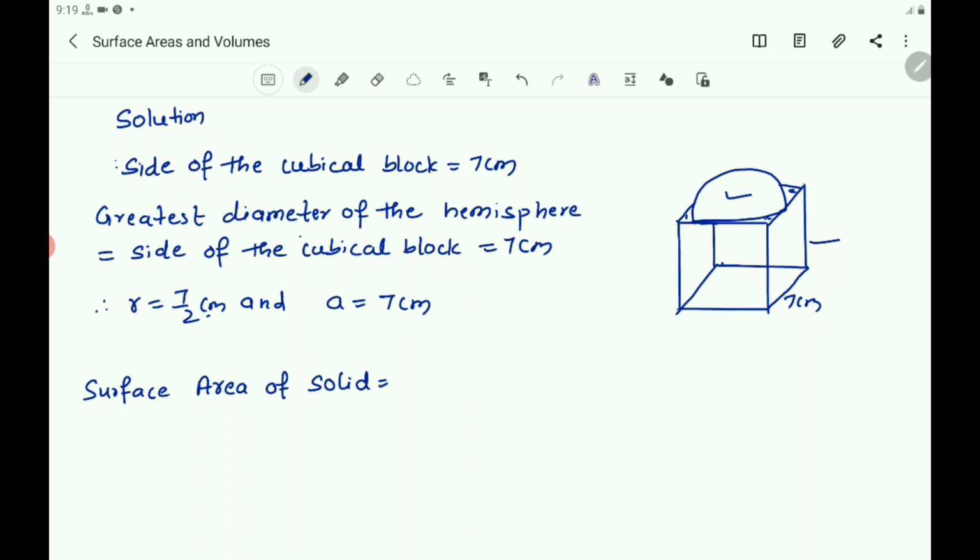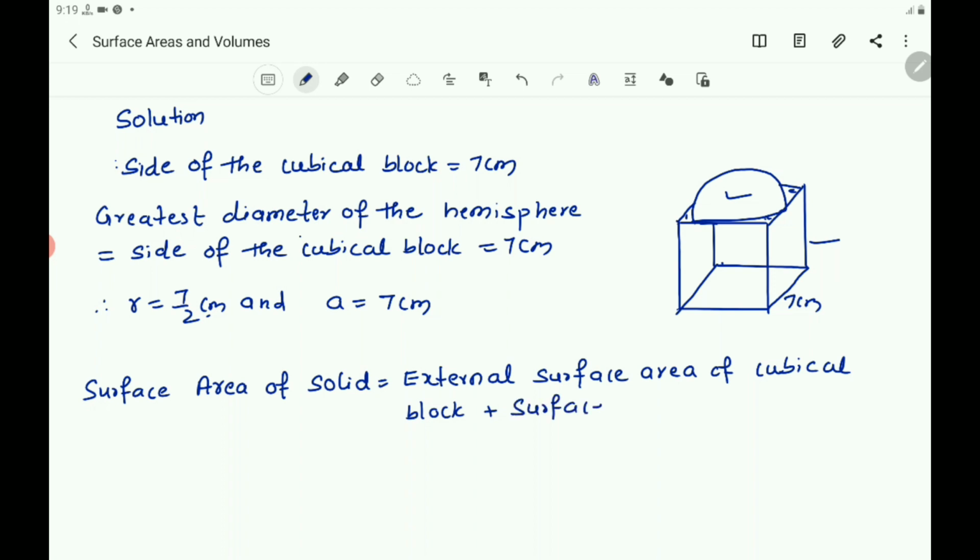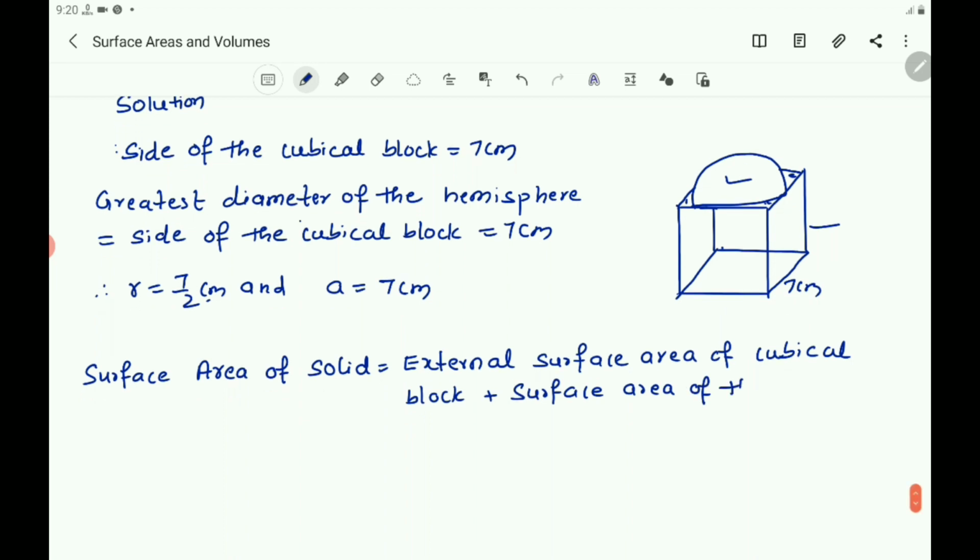Why do you have to write the external surface area? Because some part of the area is covered by the hemisphere. Therefore, we have to consider the external surface area of the cubical block, plus the surface area of the hemisphere.